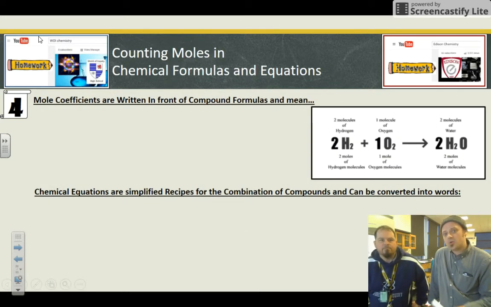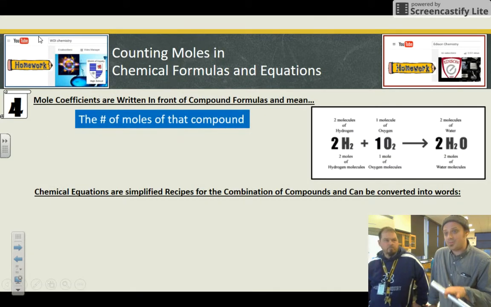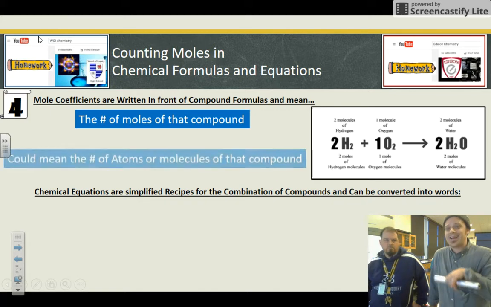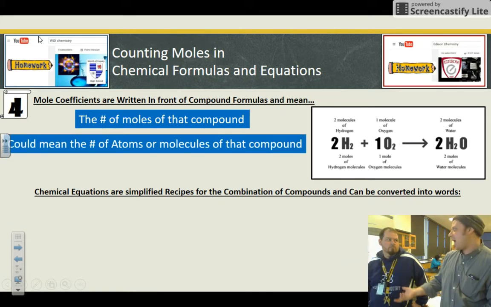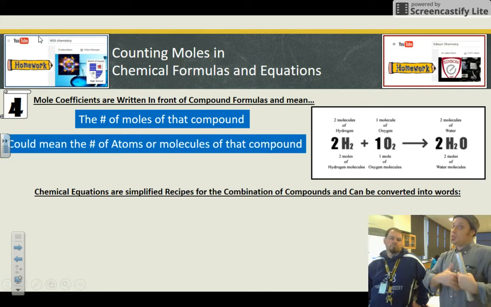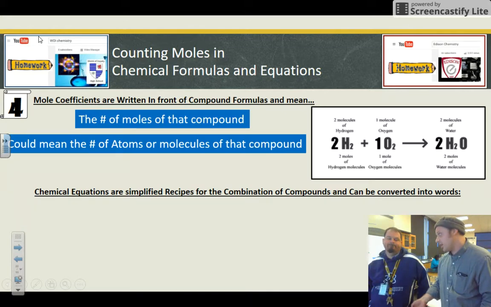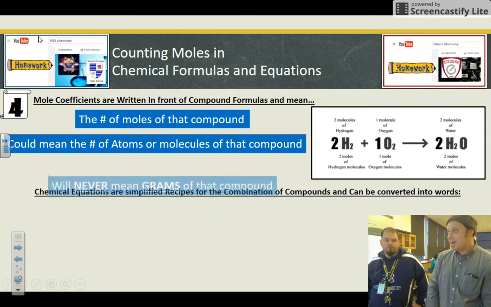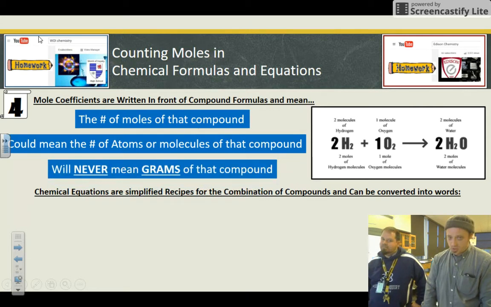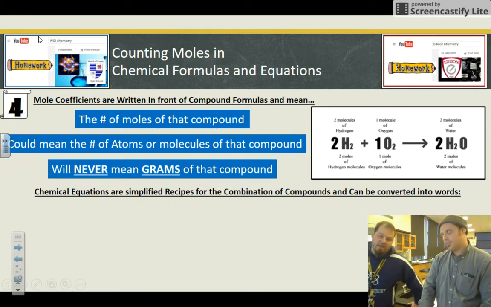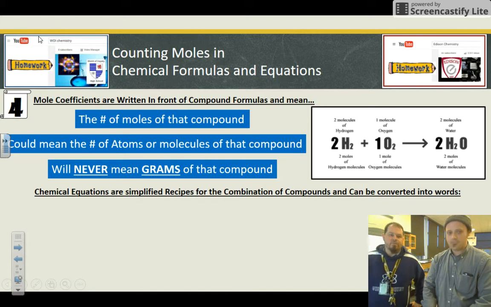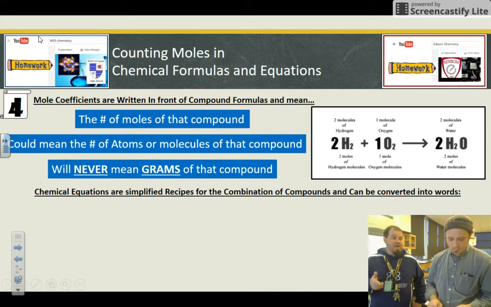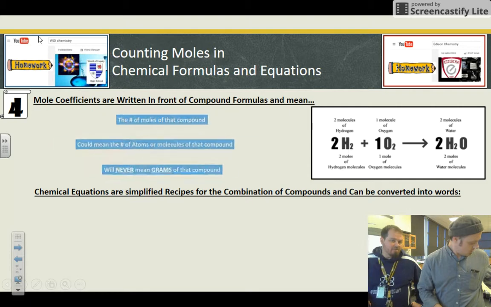So mole coefficients are written in front of compound formulas and mean something else. It means the number of moles of that compound. We just showed you how many moles of atoms were within a compound, but you could double or triple the number of compounds itself. So this could mean the number of atoms or molecules in that compound. It's never going to mean grams, though. We can't relate grams that way. We have to go through a special avenue to get there.